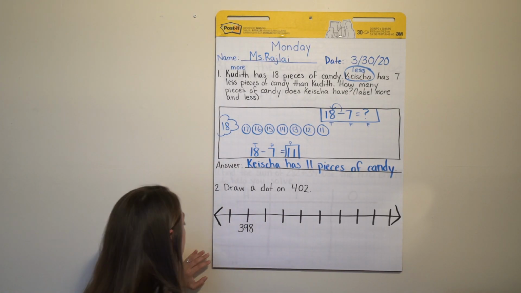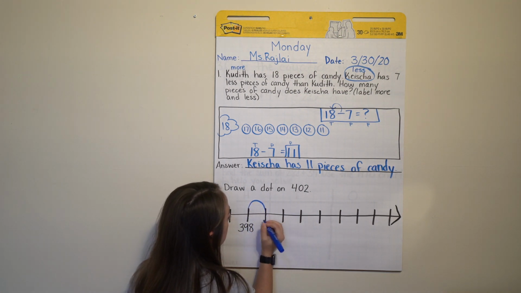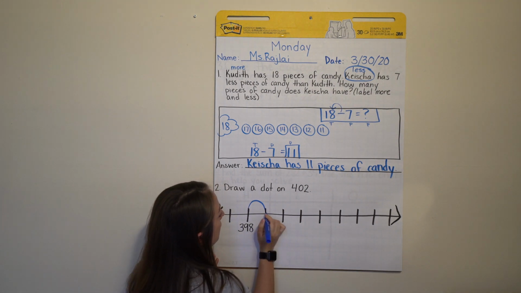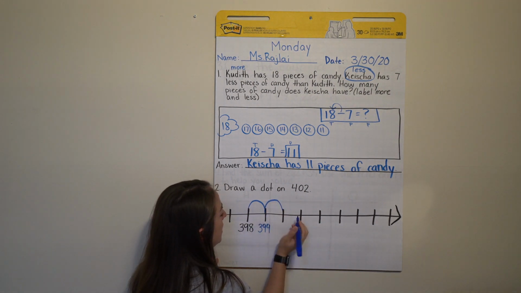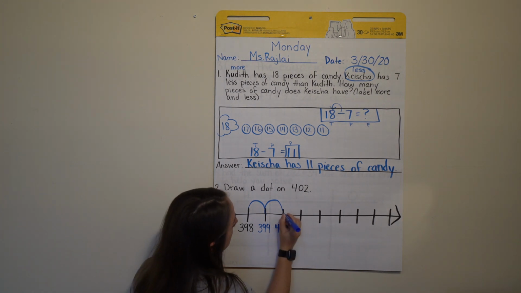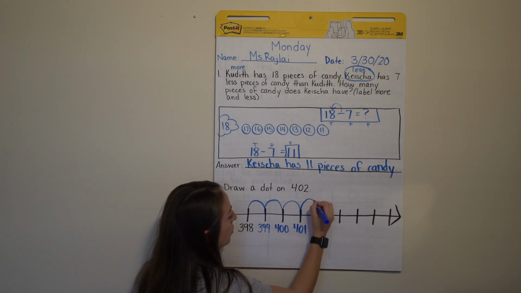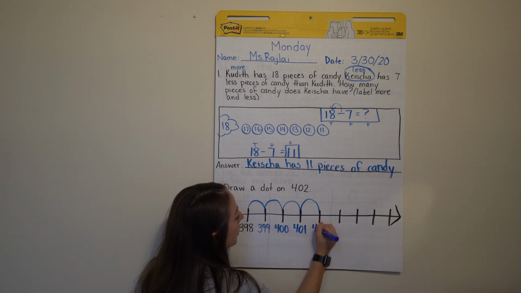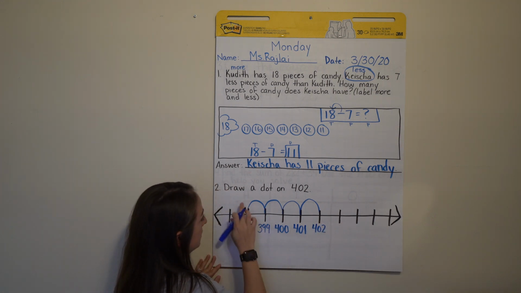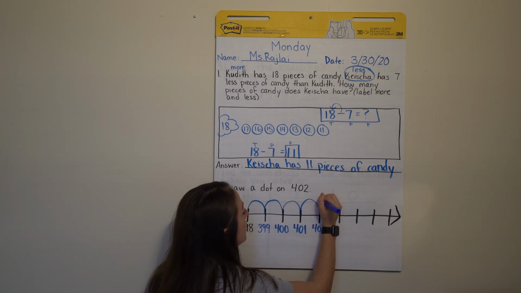Okay, so starting with 398, I'm going to make one hop. I'm going to land on 399. Making another hop, I land on 400. Making another hop, 401. One more hop, 402. And it says that we need to draw a dot, so make sure that you do that and you follow those directions.